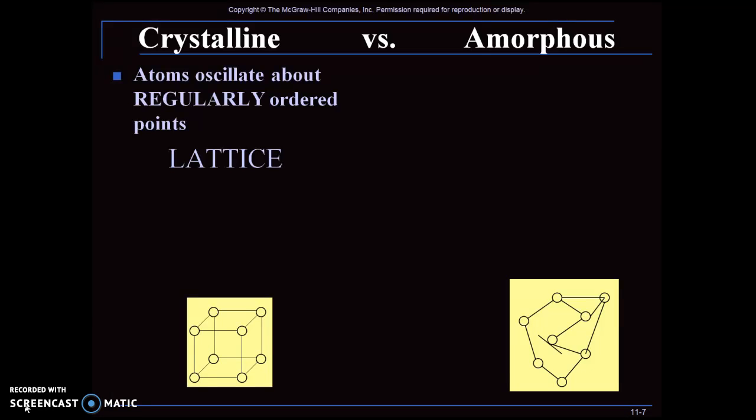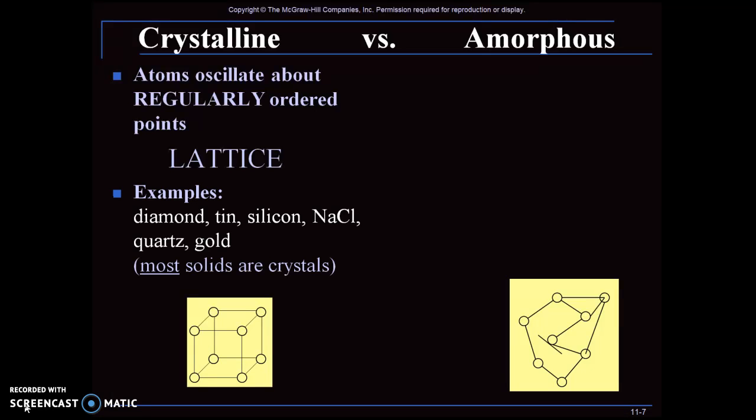Atoms oscillate about regularly ordered points. Just like a wall, let's say, you put all these bricks in a nicely organized fashion to make a nice wall or a three-dimensional diagram. So all the atoms are regularly ordered. That is called a lattice. You will have one base point, and all these base points will be used to make a bigger version of it. You can see one of the examples right here.